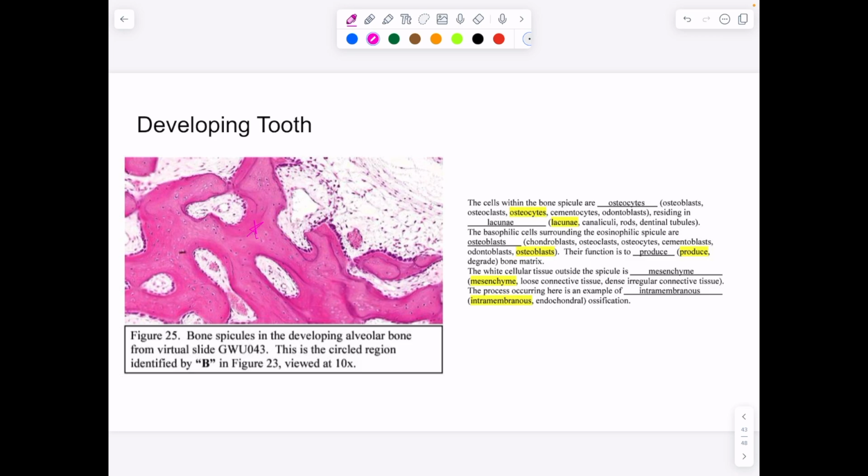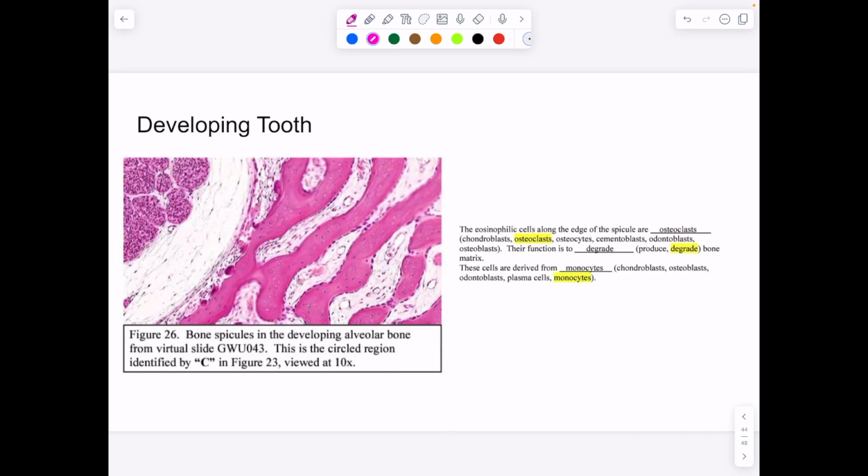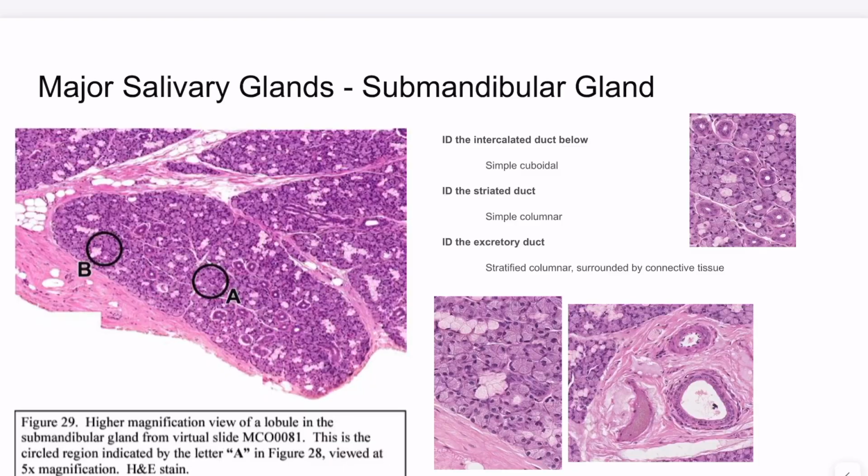Developing tooth, this is bone. So you have the cells within the bone spicules. These guys are osteocytes inside of lacunae, and then along the edge you have osteoblasts, and they produce bone matrix. And then this is mesenchyme, loose connective tissue, and this is intramembranous ossification. All right, so then just a little bit more of this. The cells along the edge of the spicule, here's what we're talking about, these are osteoclasts to degrade bone, and they're derived from monocytes overall.